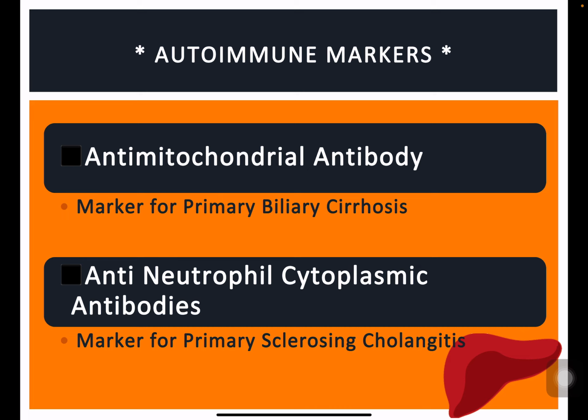Autoimmune disorders could also be diagnosed with the help of the following autoimmune markers: the anti-mitochondrial antibody, which is a marker for primary biliary cirrhosis, and the anti-neutrophil cytoplasmic antibodies, or your ANCAs, which is a marker for primary sclerosing cholangitis.